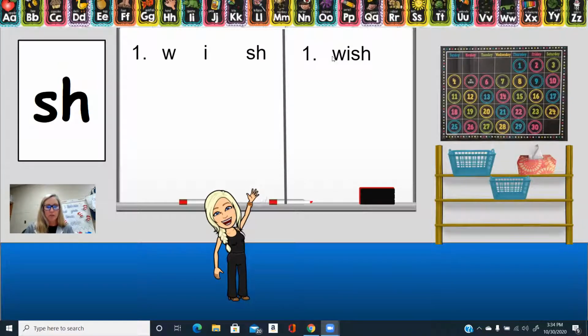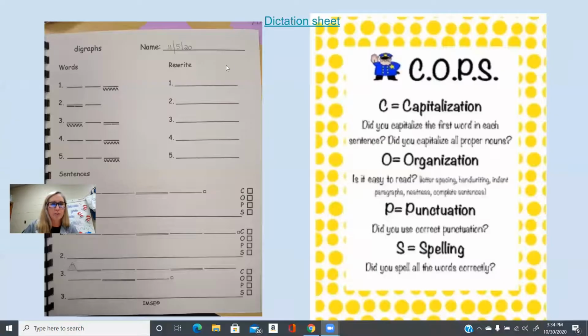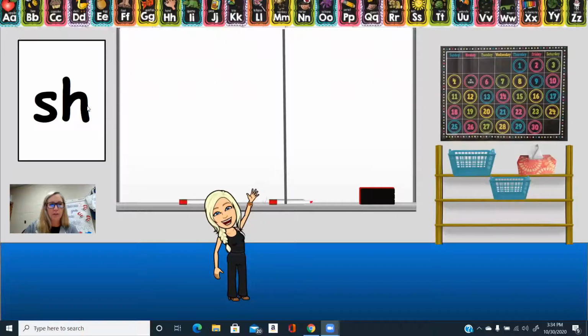Taking your time, doing your very best work. Now we're going to go on to number 2. Remember, number 2 has a blend, but then it has that welded sound. The welded sound has 3 letters that are always going to stay together as one sound. Here we go. The word is bring.